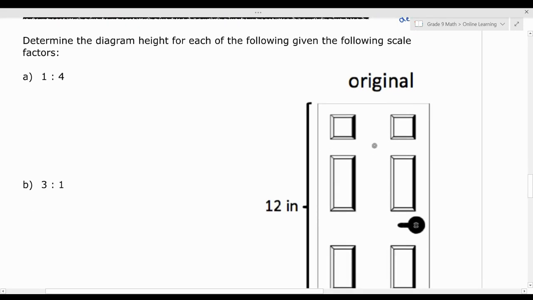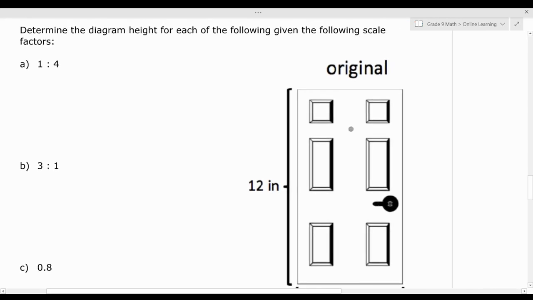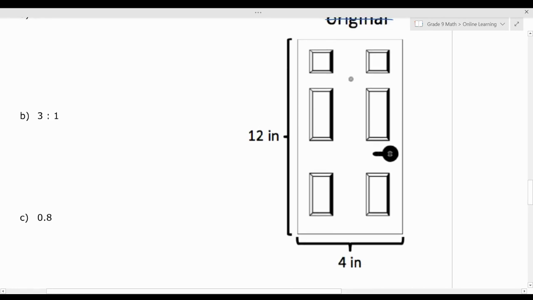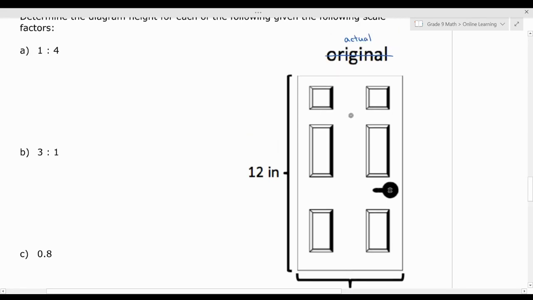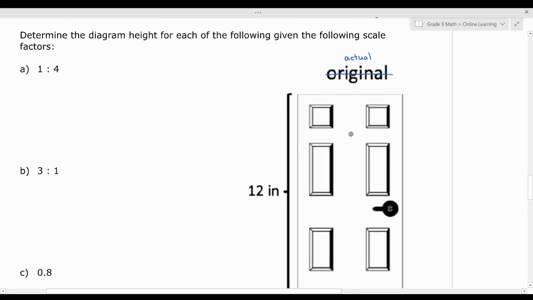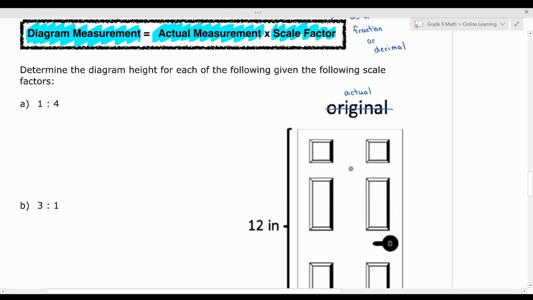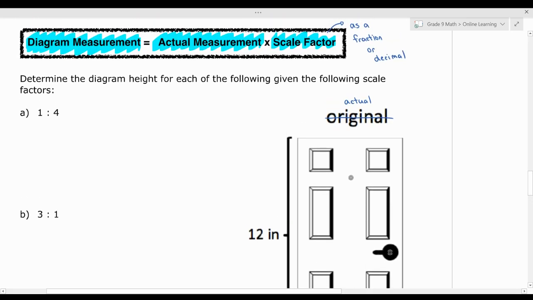Okay, so this time we have this door. So it's telling you the original is 12 inches. And as a reminder, original means like the actual, so what you're starting with. So it's 12 inches high, 4 inches wide. So what happens if we're told the scale is 1 to 4? Okay, so remember we said change this to a fraction or decimal. So let's just use a fraction. So this is like 1 over 4.